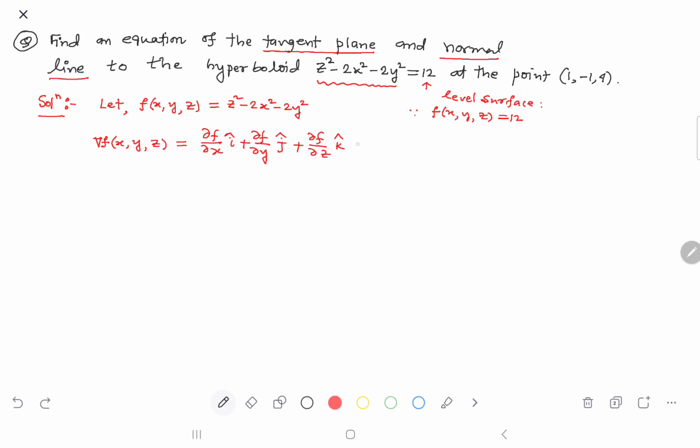So what is this? This is basically minus 4x i cap, then minus 4y j cap, and plus 2z k cap, right? Just taking the partial derivative of this expression with respect to x first, we get only minus 4x, the other two parts are constant so 0. So I put here minus 4x, then similarly minus 4y, then 2z, like that. Okay, Mayan?